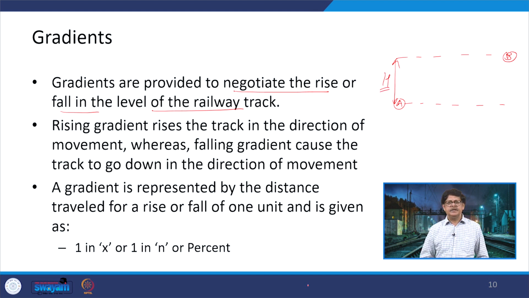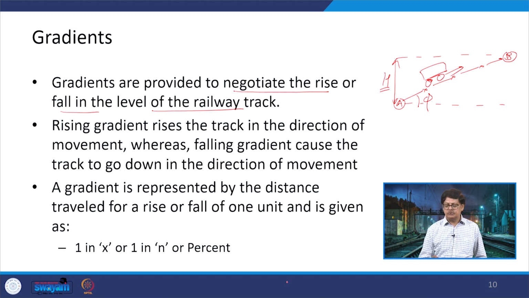Now, if this connectivity is to be provided, the easiest thing is that we provide a straight connectivity like this. But depending on the angle phi at which we are going up, there is a restriction on whether the train moving in this direction can move on this particular gradient or not.